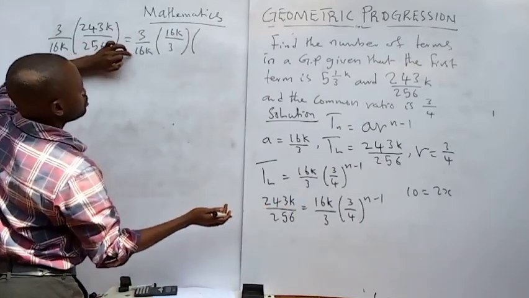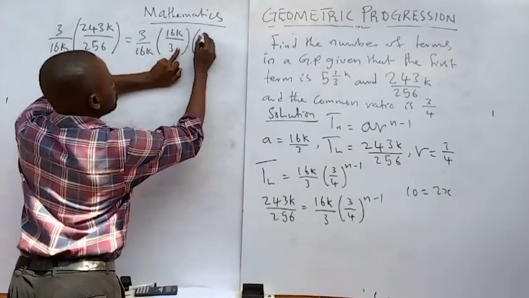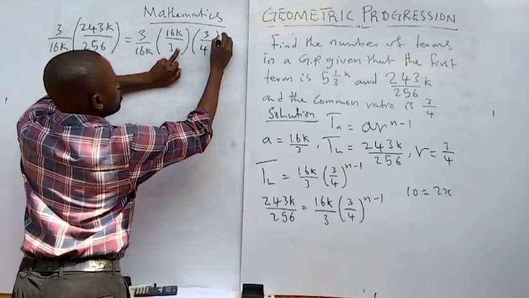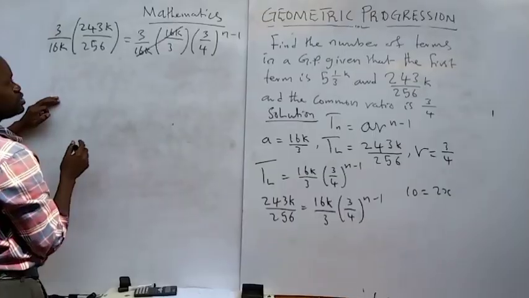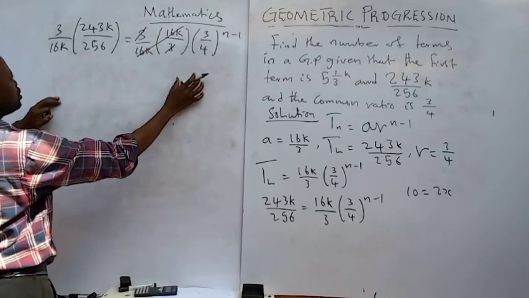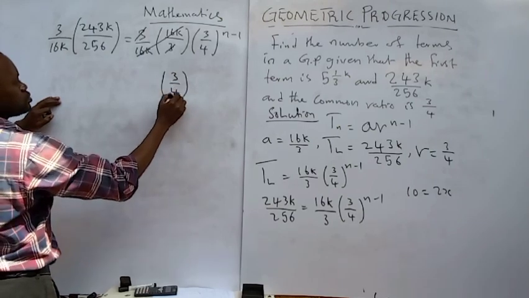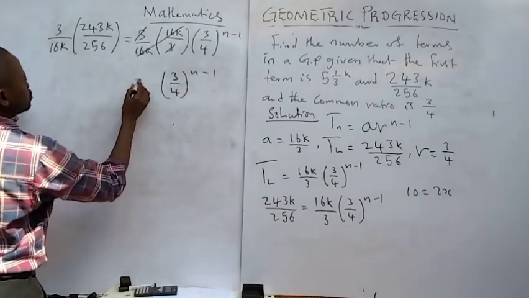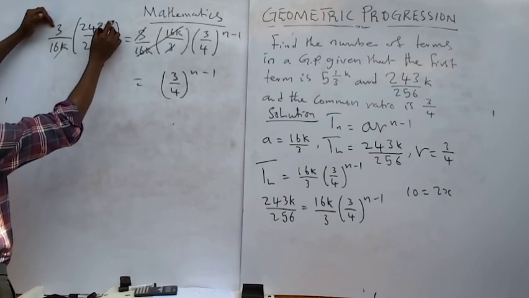Now, this is the inverse I'm using to multiply what is already existing, and then into 3 over 4, raised to the power n minus 1. So that, do you see that this will take away this? Okay, you see that what is left here now is 3 over 4 raised to the power n minus 1. That is what is left. So over here, I think k can cancel k here.